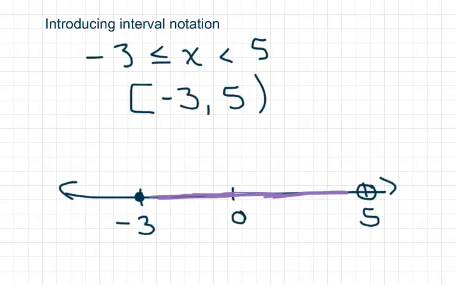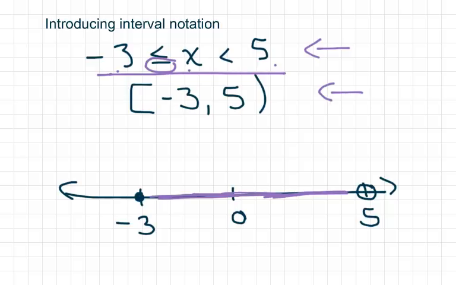This is an introduction to interval notation for Algebra 2. Basically, when you have something like this, that means all numbers in between -3, including -3, up to 5, but not including 5. So this is more set notation, and this is interval notation.